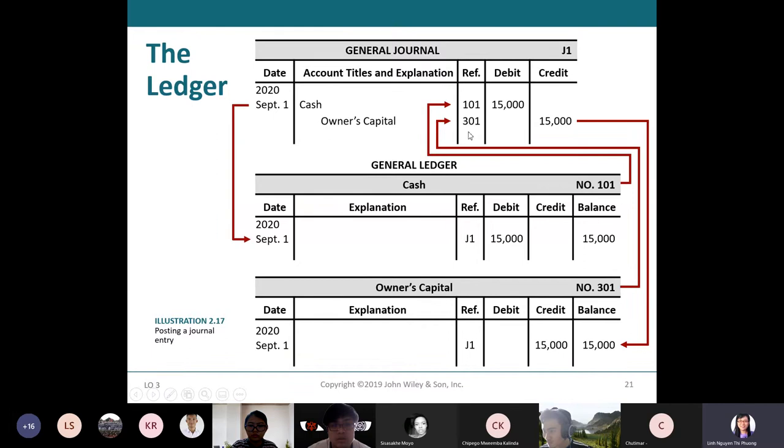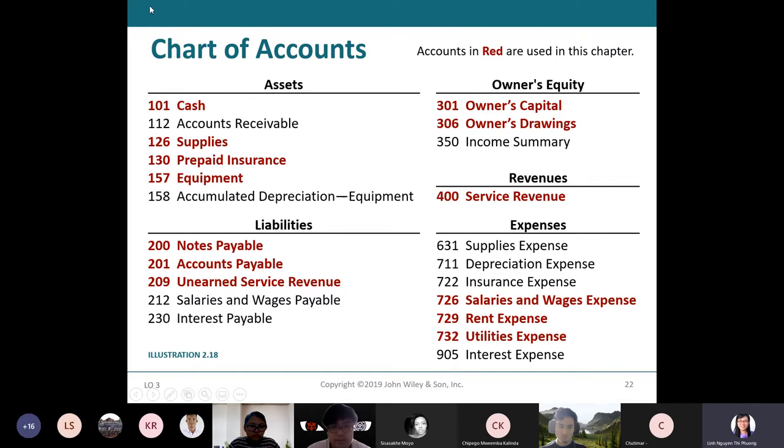Okay, any question? Any question until here? Okay, you know the difference between the journal and the ledger? Yeah, after we record in the journal, we will post this to the ledger. And these are the charts of accounts. Chart of accounts means the list of the accounts that we have. Okay, so assets, we have all these lists of accounts.